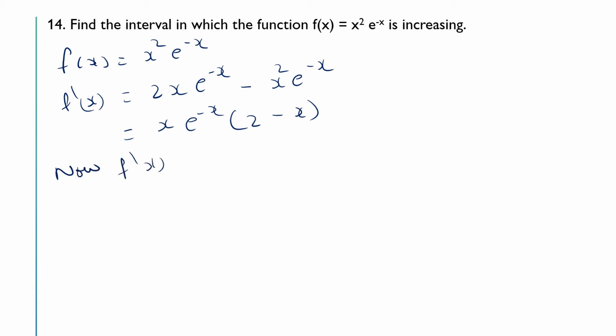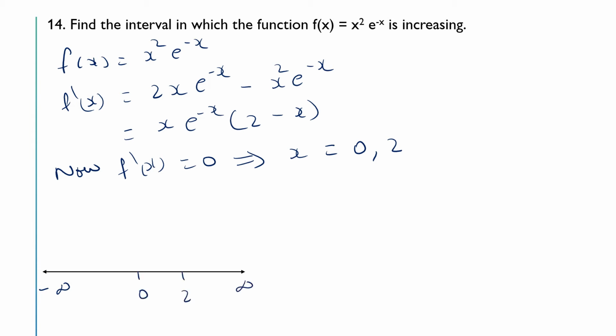Now at the critical points, f dash of x equals 0, which means x into e raised to minus x into 2 minus x equals 0. From that we get x equal to 0 and x equal to 2. So the entire interval is divided into minus infinity to 0, 0 to 2, and 2 to infinity.